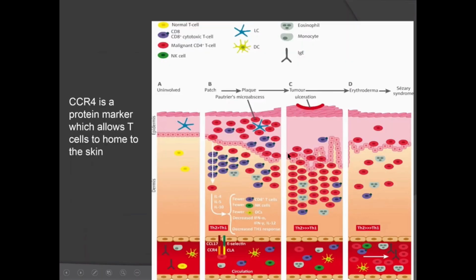And the red cells represent the malignant CD4 positive cells in CTCL. So this particular drug goes in there and basically just blocks these cells from having access into the skin.